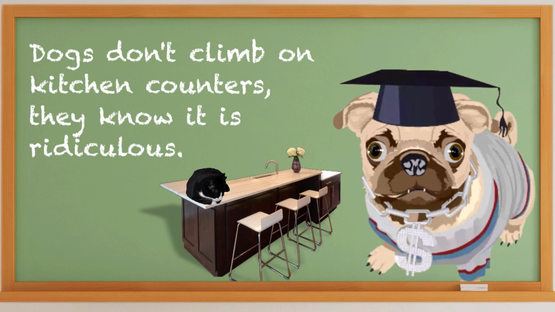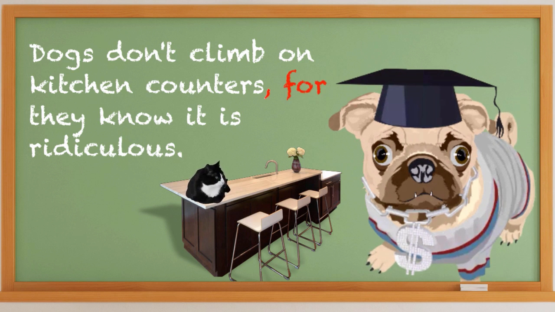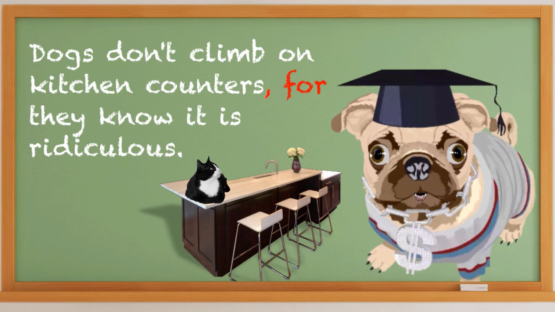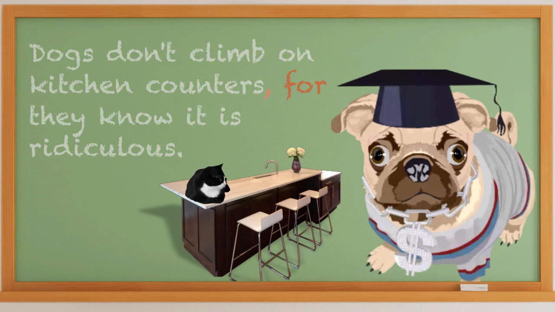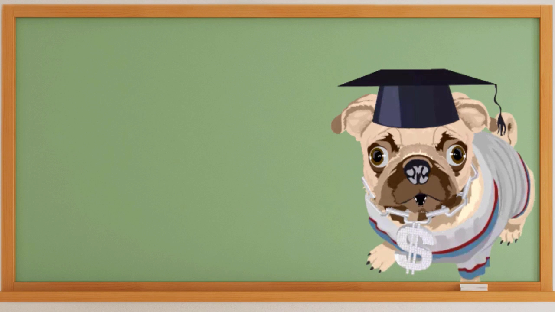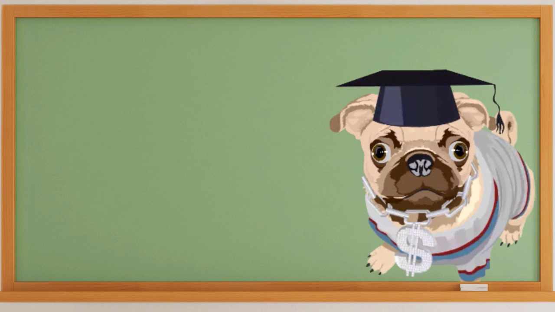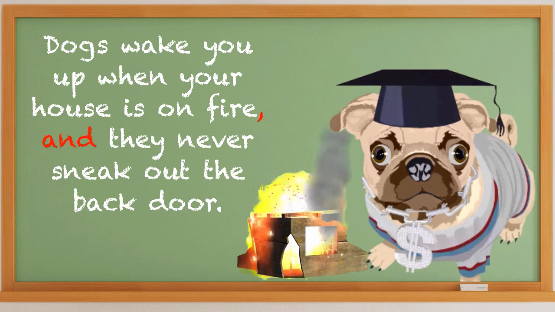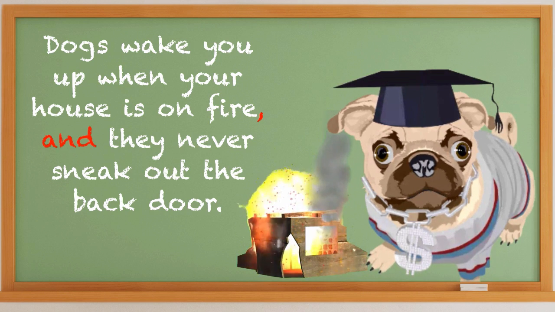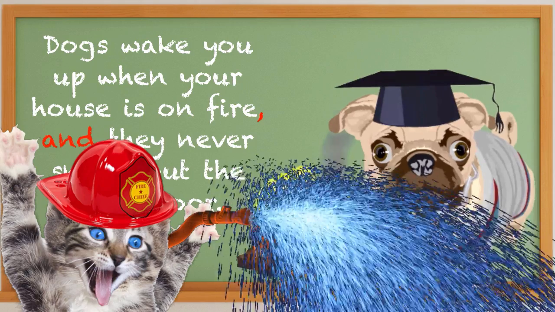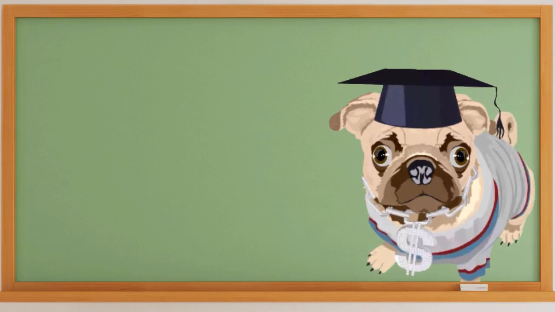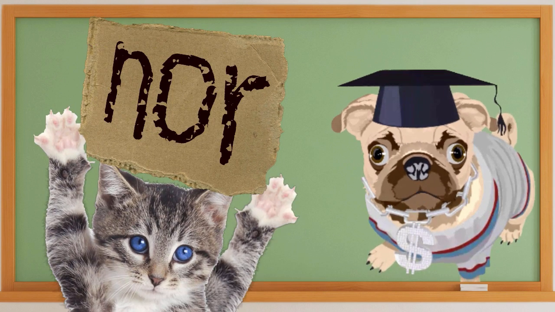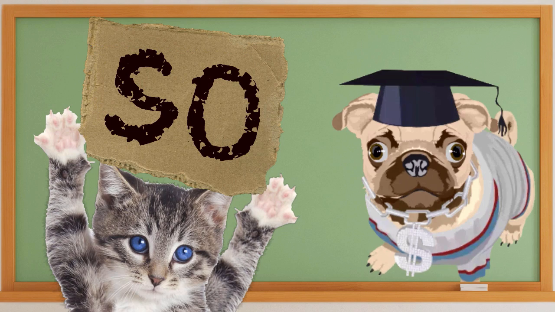You could use the coordinating conjunction for, for instance. "Dogs don't climb on kitchen counters, for they know it is ridiculous." Or you could use the coordinating conjunction and, as in this example. "Dogs wake you up when your house is on fire, and they never sneak out the back door." Other examples of coordinating conjunctions are or, nor, yet, so, and but.